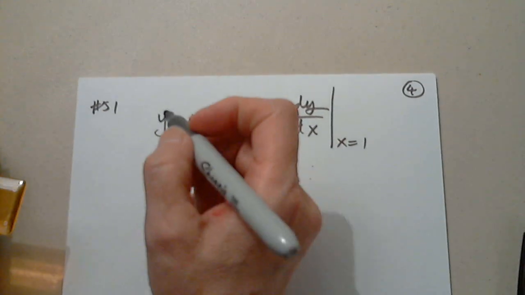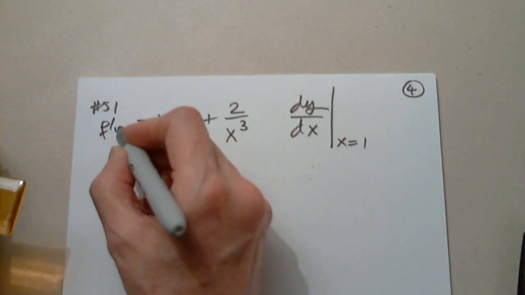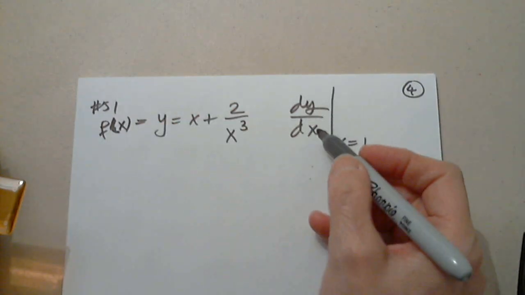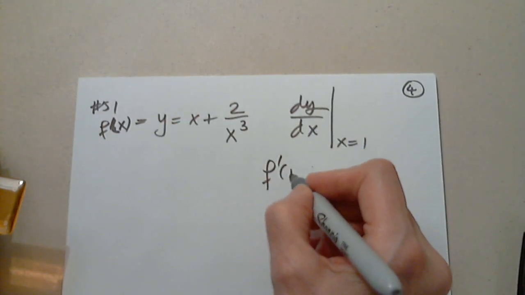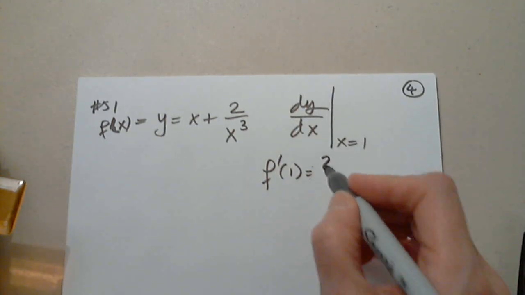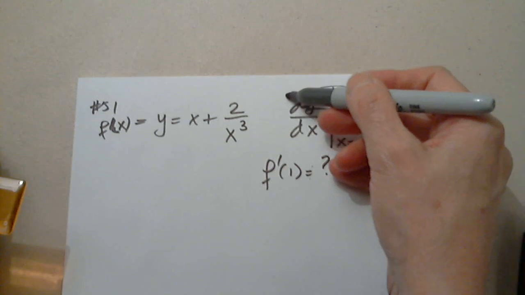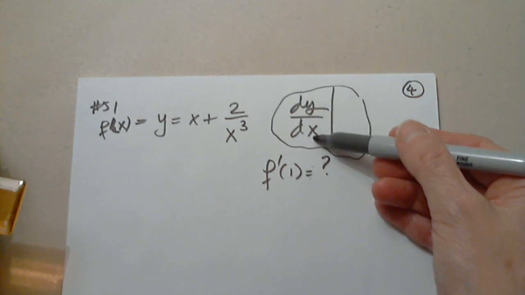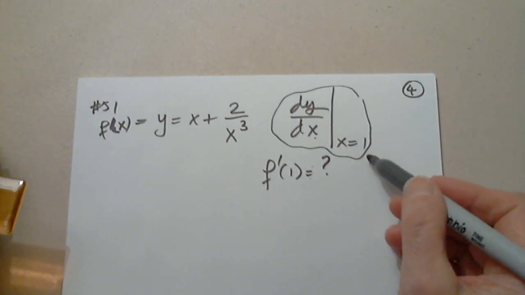So y is always the same thing as f of x. Same thing. So we can be asked to find f prime of 1, which I prefer as notation. That's our question. Or we may be asked to find the same thing, the derivative of y with respect to x, when x is 1.